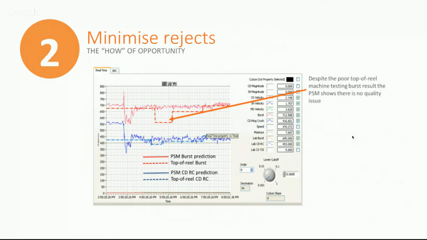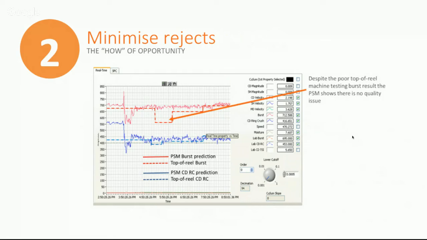The dotted traces are the top of reel measurements. They're properties that were measured top of reel. And the big thing to see in this trace is that despite the large change in the burst value, one reel, one measurement, which would probably mean that you'd have to measure before and after that reel to make sure there wasn't a quality problem.